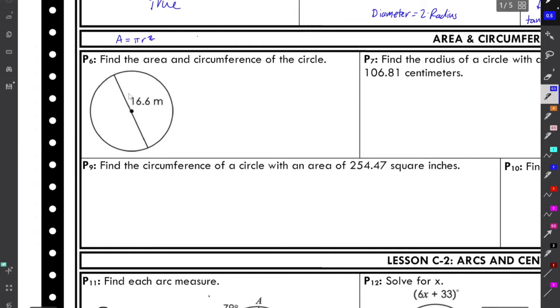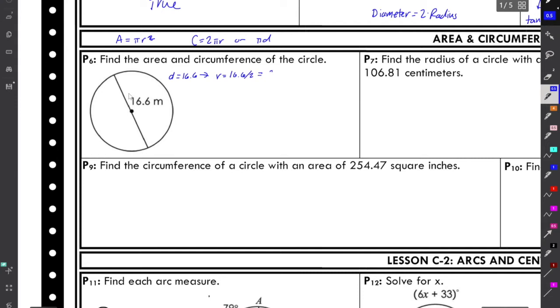And then the circumference is 2 pi r, or, in terms of our diameter, it's just pi times the diameter. Alright, so let's find our area and circumference. First, let's find our radius. Since here we're given that the diameter is 16.6, we know the radius is half the diameter, so radius is equal to 16.6 over 2.